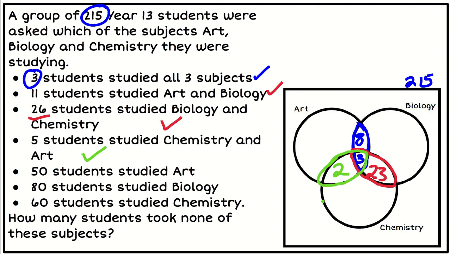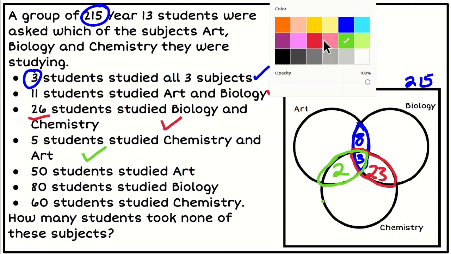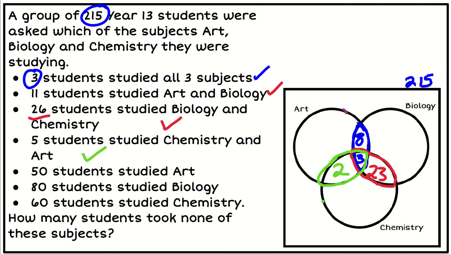Now I can try and fill the rest in. 50 students study art. So that's circle for art. Let me use a different colour here. So this whole art circle has to add up to 50. So 8 plus 3 plus 5, and take that away from 50 gives us 37 in here.